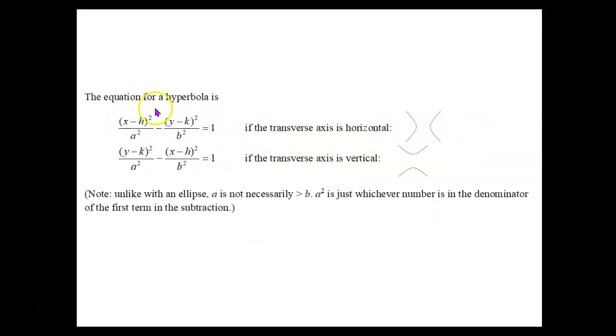So the equation for a hyperbola looks like one of these, depending on whether the transverse axis is horizontal or vertical. Unlike with an ellipse, A is not necessarily greater than B. When we were talking about ellipses, we said that A was the bigger one of these two numbers. With hyperbolas, A is whichever one comes first in the subtraction, but it might or might not be bigger than B.